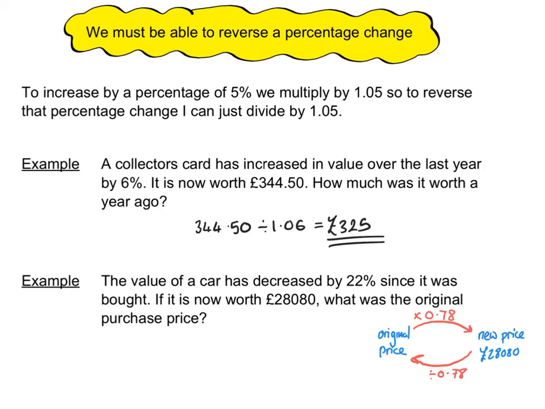So in the question, all I'd be writing for this one is taking my £28,080 and dividing it by 0.78, typing that into my calculator, and I end up with £36,000.